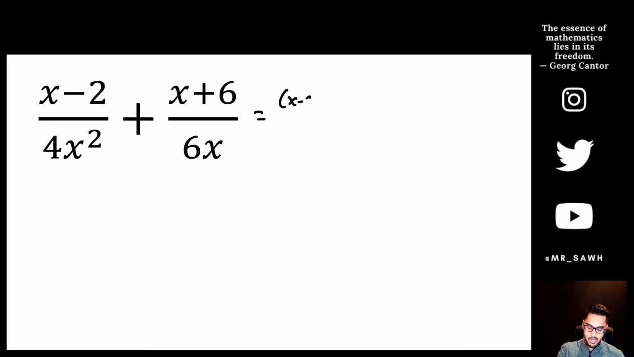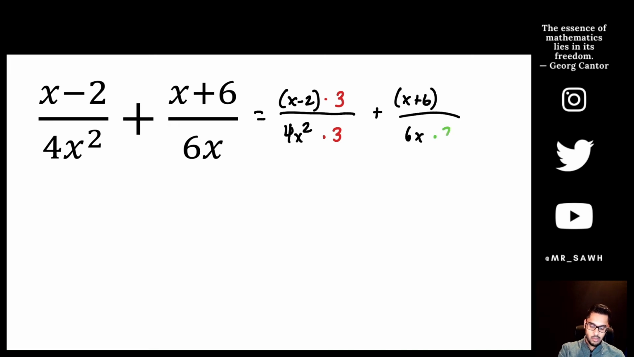So we've got an x minus 2 already. We've got a 4x squared already. And we said we wanted to make it 12x squared, so we'll multiply both top and bottom by 3. For the second fraction, we've got an x plus 6, and we've got a 6x. And we want to again make this 12x squared, so multiply both numerator and denominator by 2x to make this work out. And then we can start to simplify.